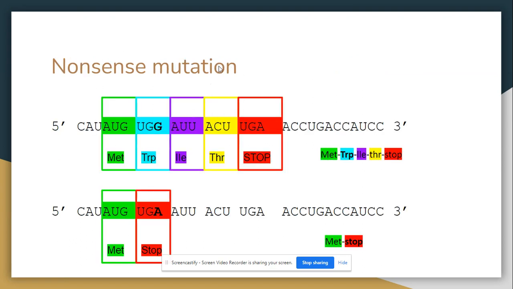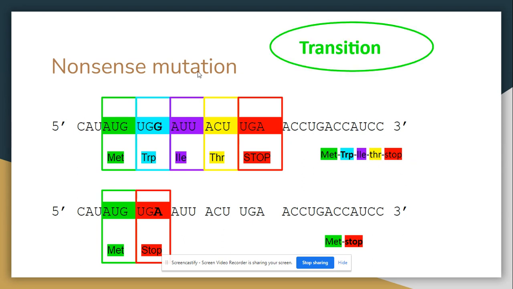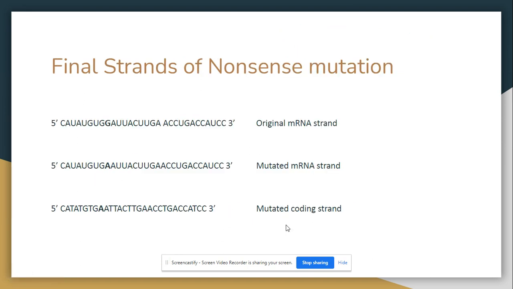Next, we're going to look at a nonsense mutation, and this is when one of the amino acids mutates into a stop amino acid. So you can see it went from UGG to a UGA, which is a stop codon. So all of these amino acids were lost. Therefore, we only have the start and the stop here versus we lost these 3 amino acids in the middle. This is a transition, like I had said, because it stayed within the purines. It didn't cross over to the 2 different nucleotide groups. And you can see how it affected the coding strand here with this A versus a G.